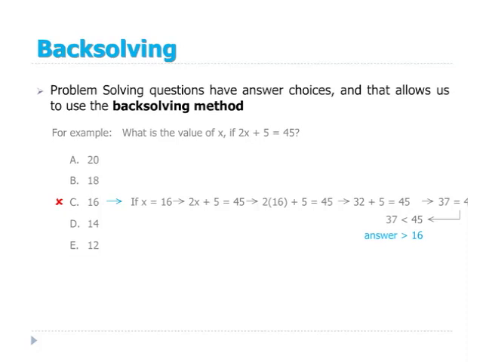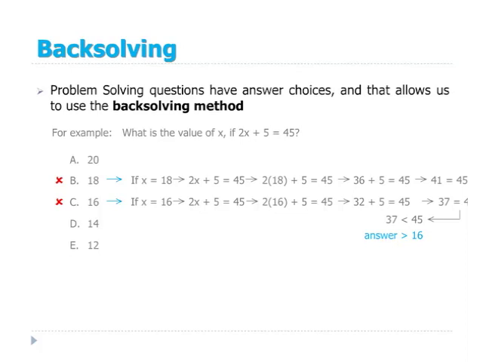Choice B. If x equals 18, then 2x plus 5 equals 45 will look like 2 times 18 plus 5 equals 45, or 36 plus 5 equals 45, or 41 equals 45. This is not correct either.